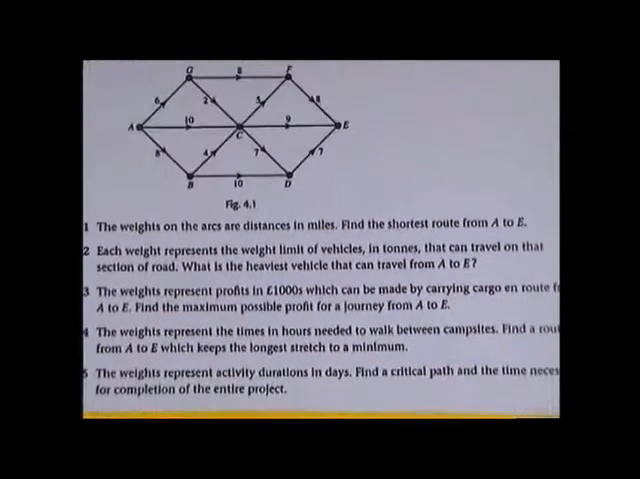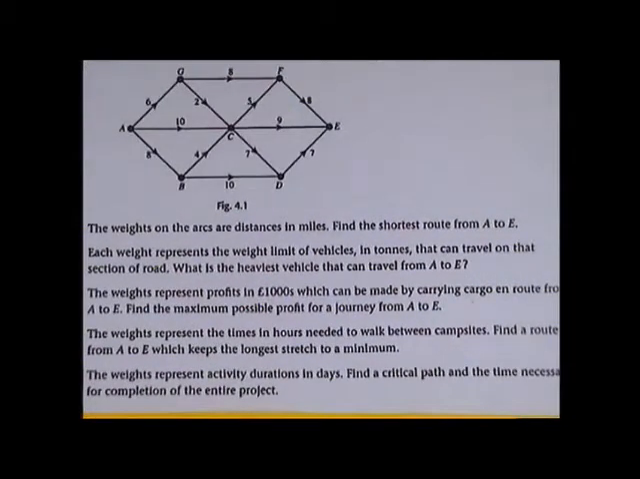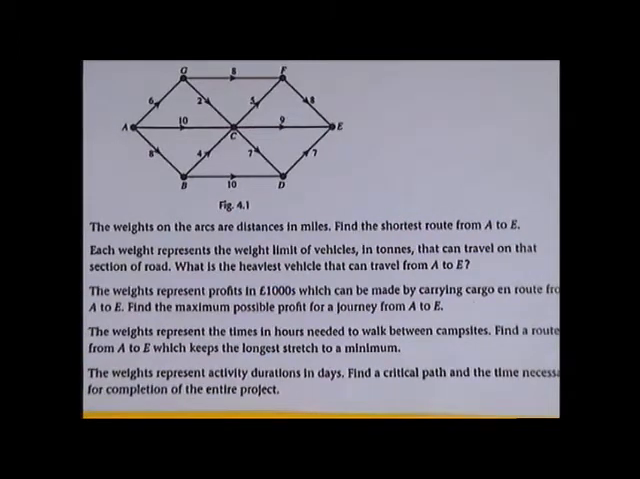Number 5. The weights represent activity durations in days. Find a critical path and the time necessary for completion of the entire project. What's that? Are you looking at minimising when you go critical path? Critical path, the homework you've just done. What are you looking for? It's not actually, no. It's the longest time. You're looking for the longest time. What takes the longest time, which you cannot reduce.